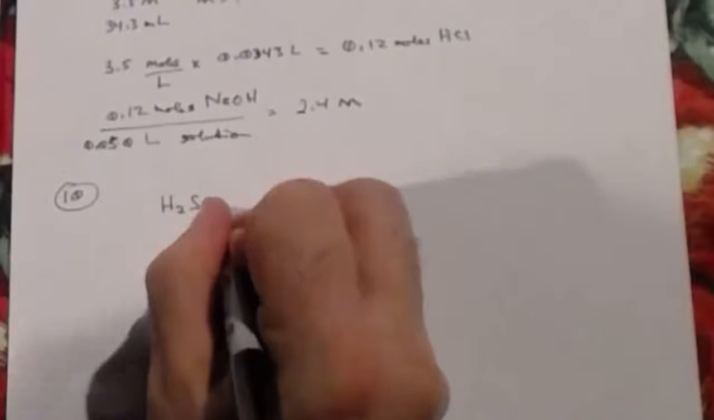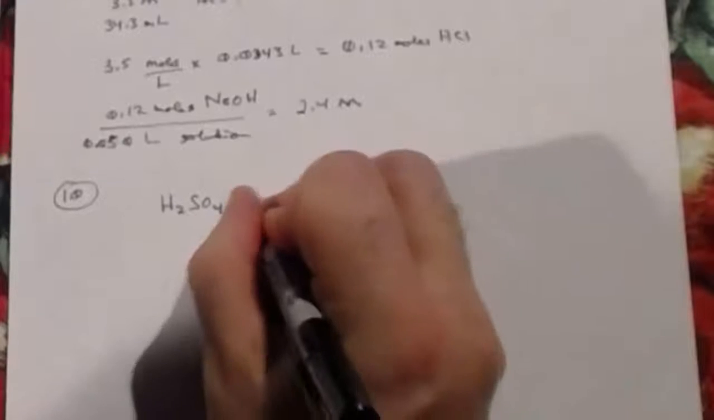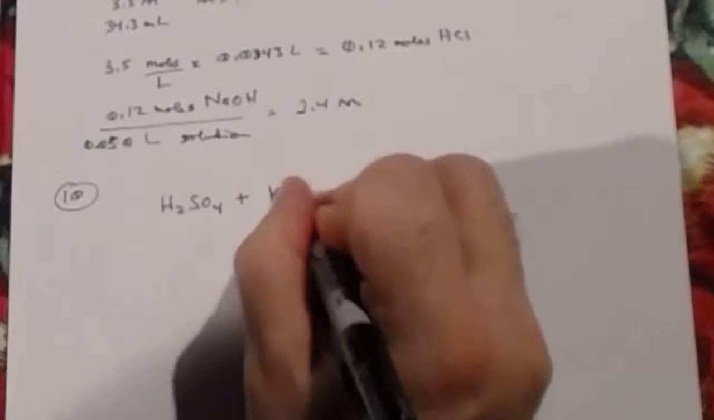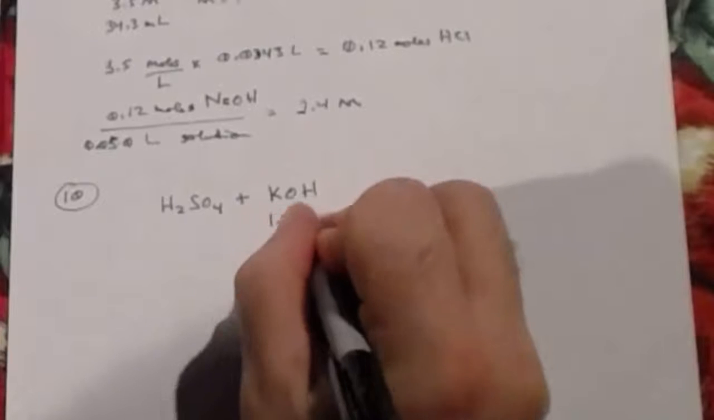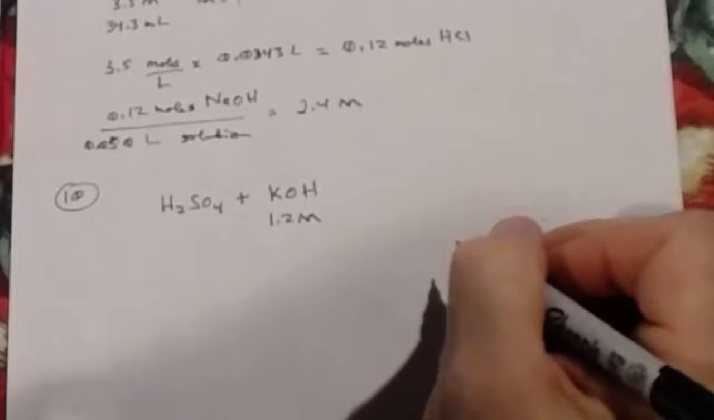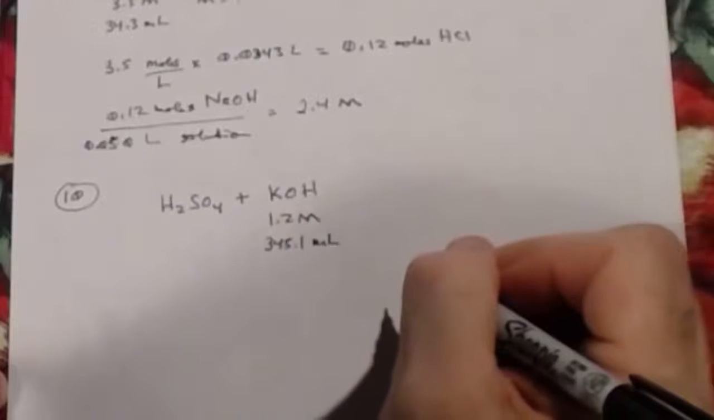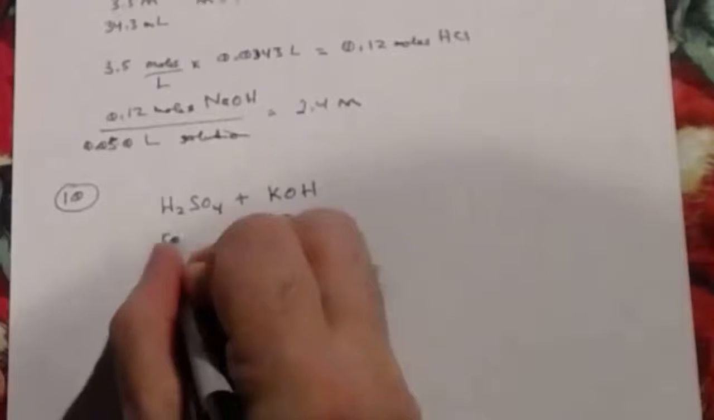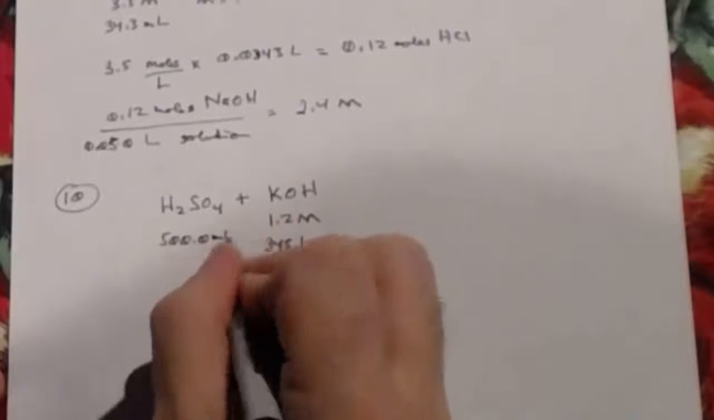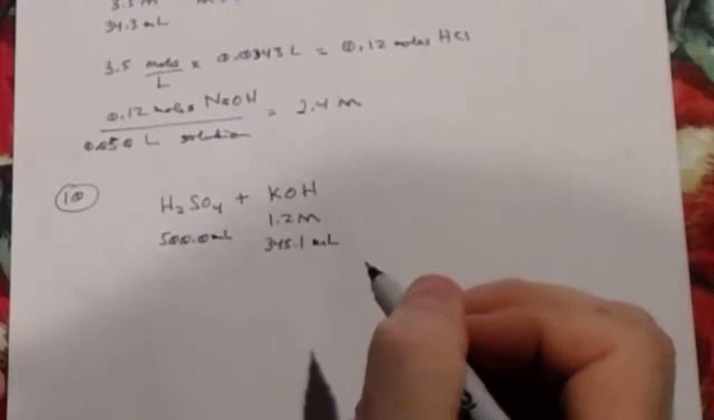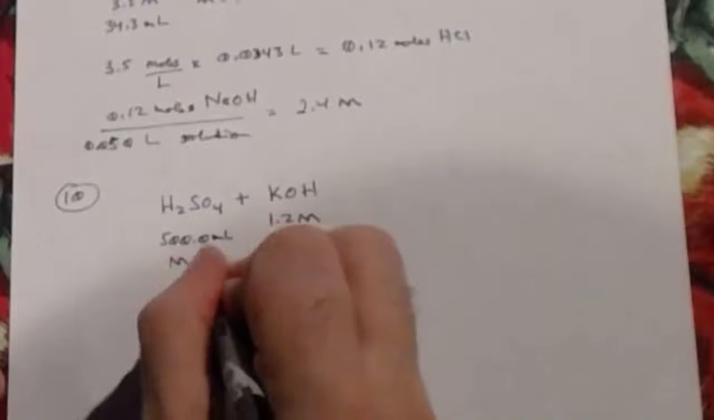And number 10. A solution of H2SO4 is titrated against potassium hydroxide, and it's a 1.2 molar potassium hydroxide. A total of 345.1 milliliters of potassium hydroxide must be added to a 500 milliliter sample of the acid to reach the endpoint. What is the concentration of the acid?